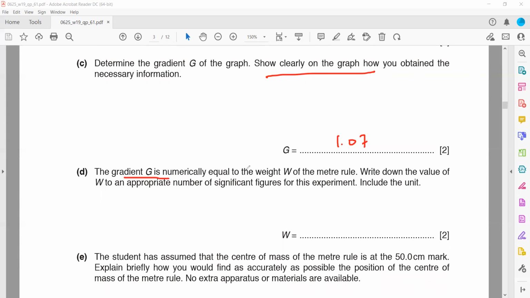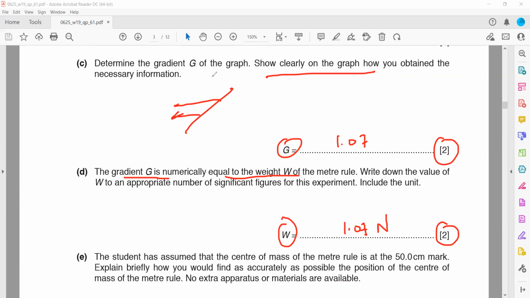Then they mention gradient is numerically equal to the weight of the rule. So what is the value of the gradient? Same as the weight. So that is 1.07. But why is it 2 marks? 1 mark is for writing the unit. And why is this part 2 marks? 1 mark is for showing the working on the graph, like we draw the x on the x-axis and y-axis, the points. And 1 mark is for the answer. For this one, 1 mark is for just writing the same number. And 1 mark is for the unit.